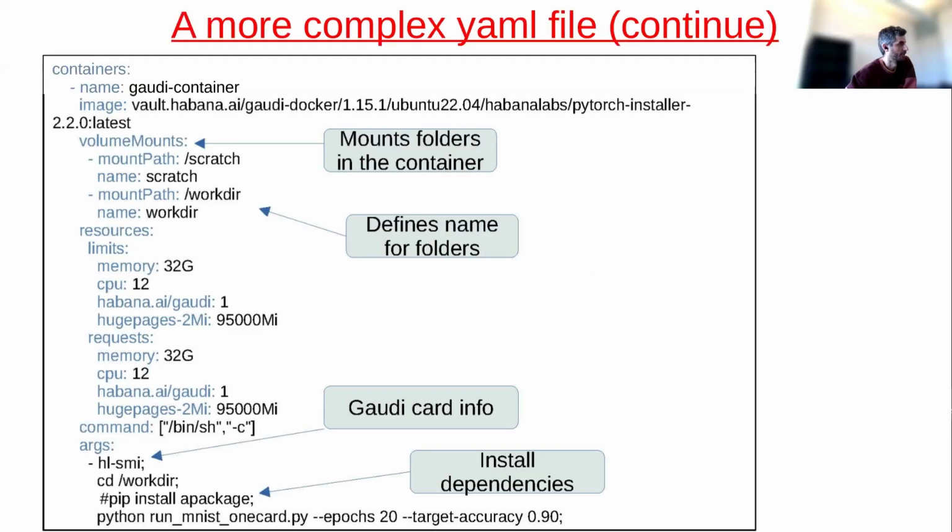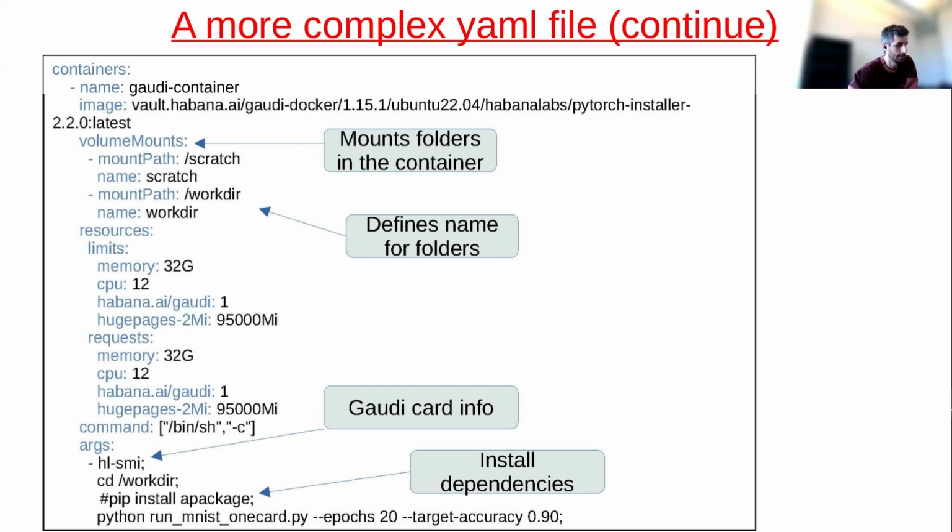Let's move to the next page. So yeah, we have the container, we have the image, and then we need to mount those volumes that I defined in the previous slide. So first I mount the scratch as /scratch, and then that working directory as /work. So here we define the name of the folders that the container will see. Then the resources, and then we execute some commands.